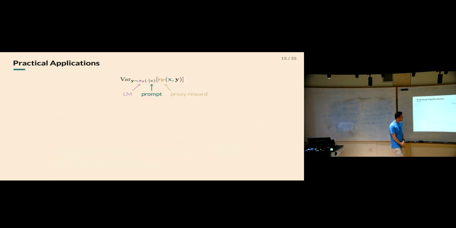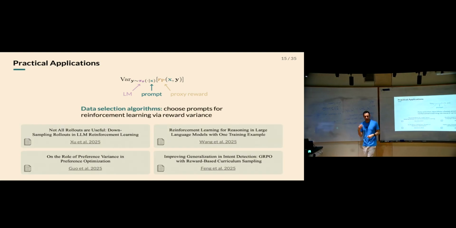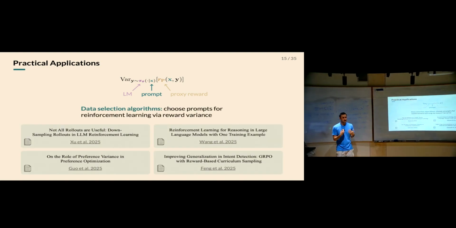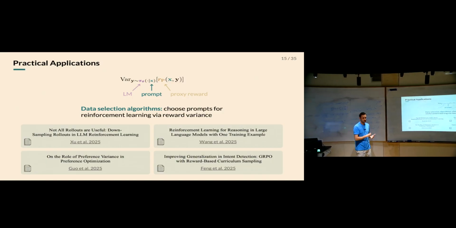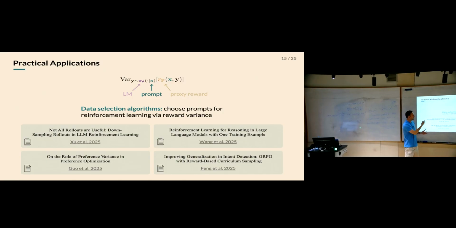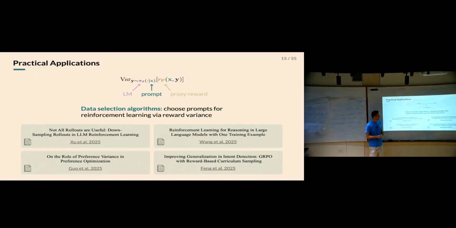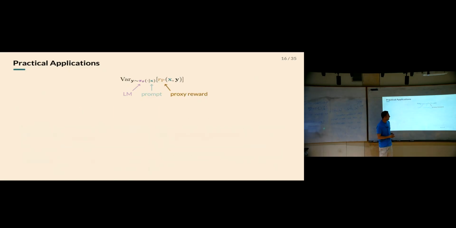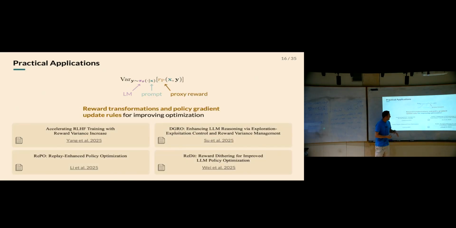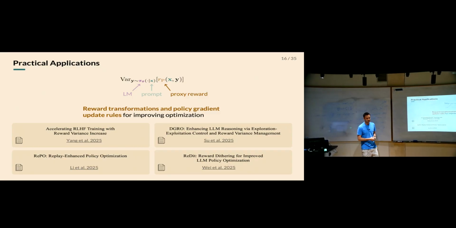From the data perspective, follow-up papers have used this relation between reward variance and optimization to design new data selection algorithms. The idea is that you can train on prompts that enjoy a higher reward variance because you're going to learn more effectively over time, and you can try different curricula. And also, from the perspective of the reward function, there have been works that propose new reward transformations and policy gradient methods based on our theory to try and improve optimization.